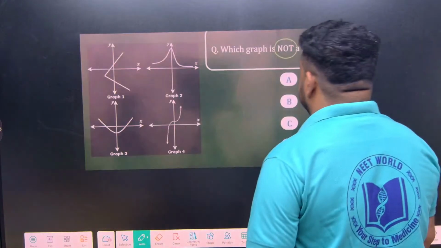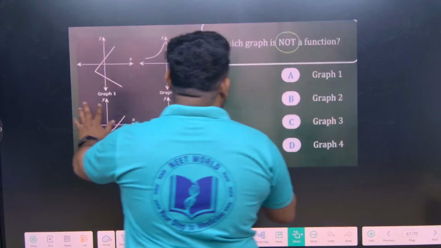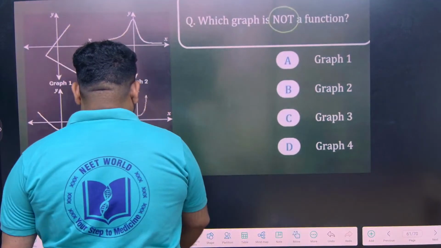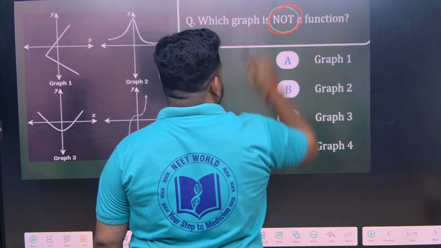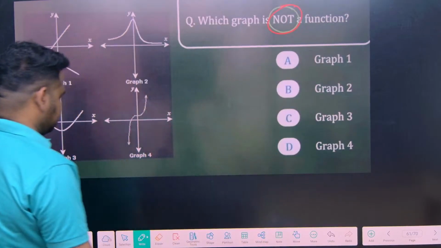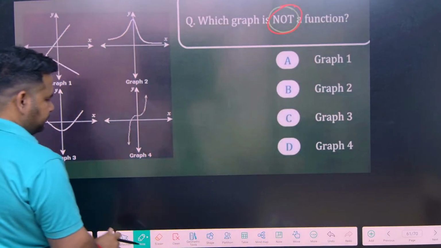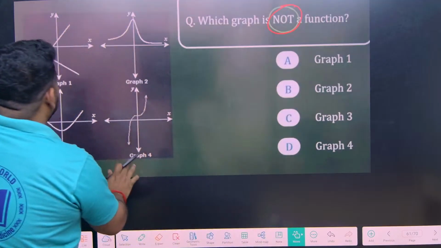They have given the question also. Which of the graph is not a function? They are asking not a function. Which of the following is not a function? Observe here carefully.